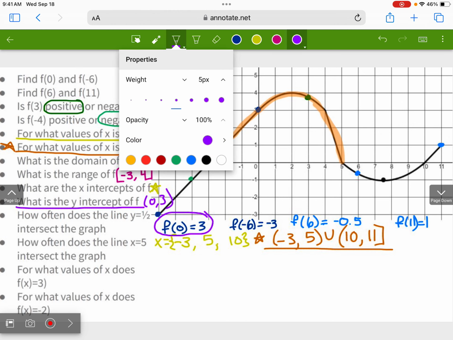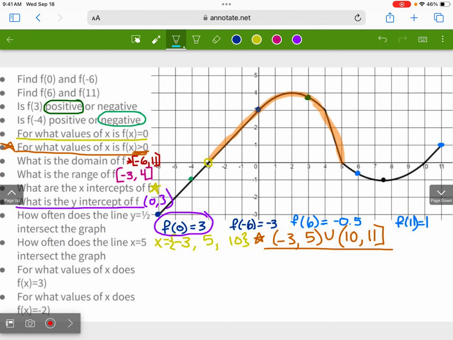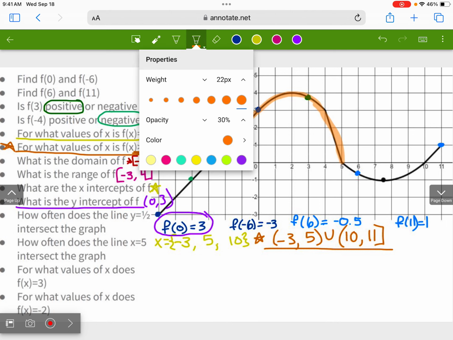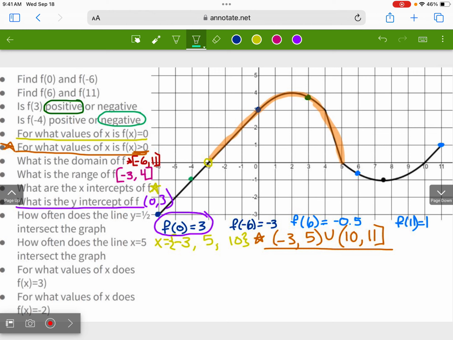So then they have some weird questions they love to ask us. Like, how often does the graph cross the line y equals 1/2? Twice. 3. When in doubt, sketch it. The line where y equals 1/2 is going to be kind of here-ish. How many times does it cross? 1, 2, 3. We're very confident, but also make sure we're checking it.